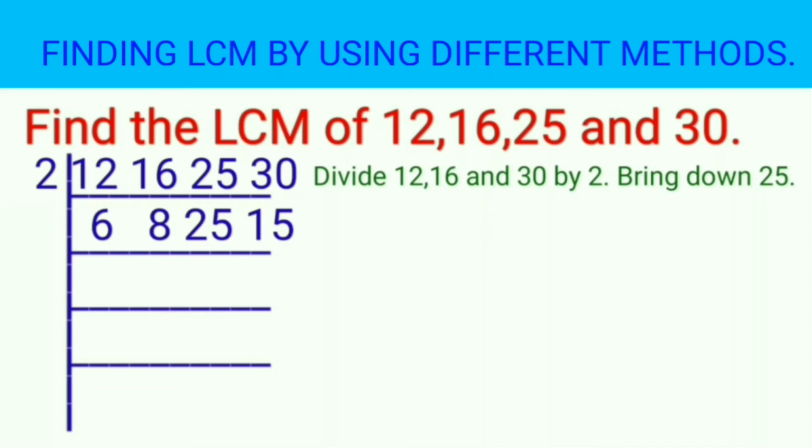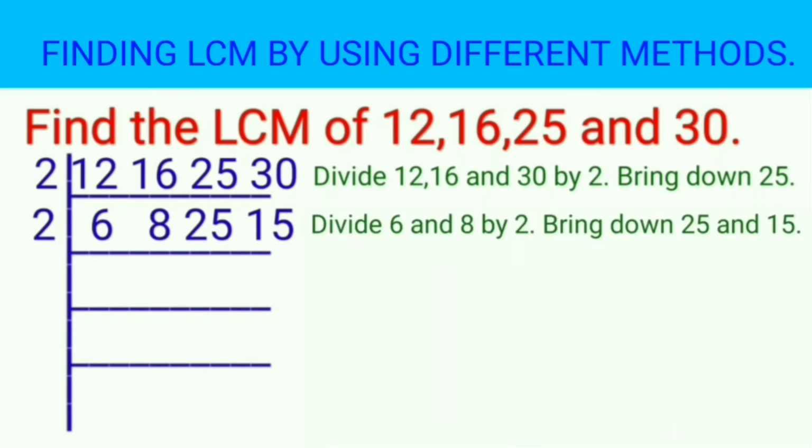Here 6, 8, 25, 15. Divide 6 and 8 by 2. Bring down 25 and 15. 2 times 3 is 6. 2 times 4 is 8. Bring down 25 and 15.